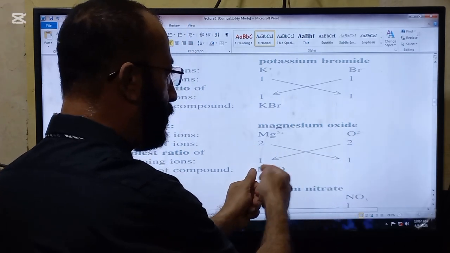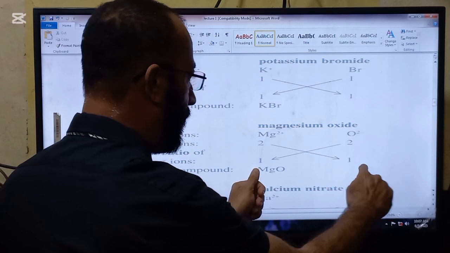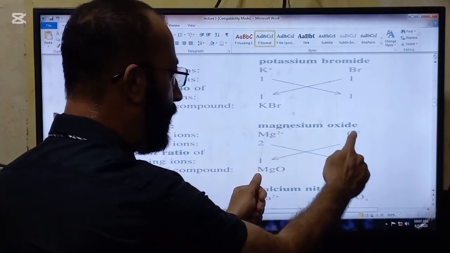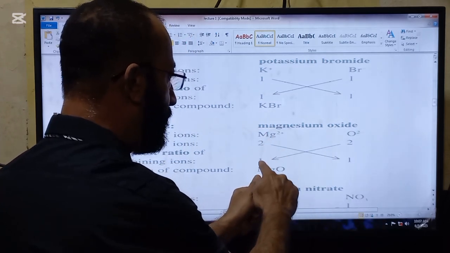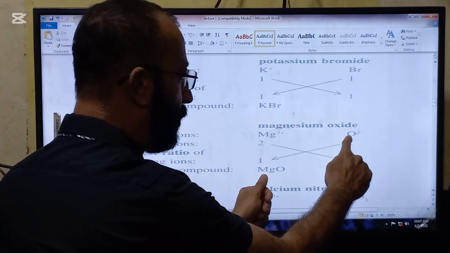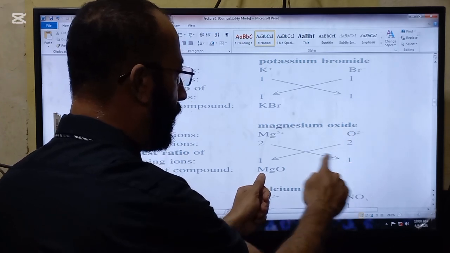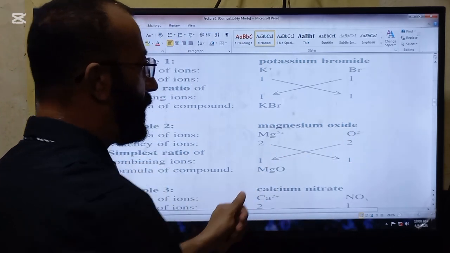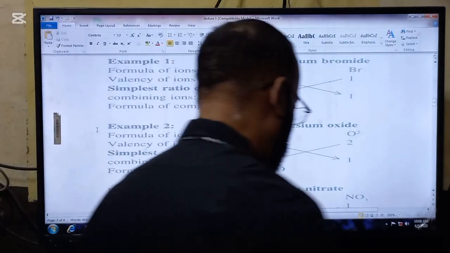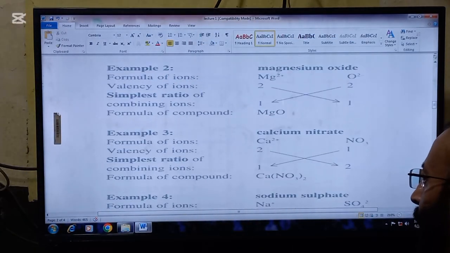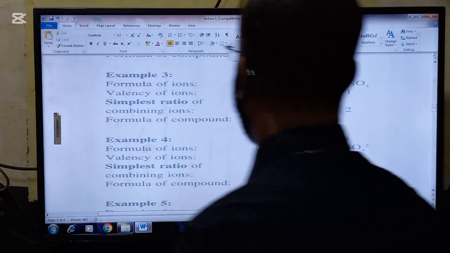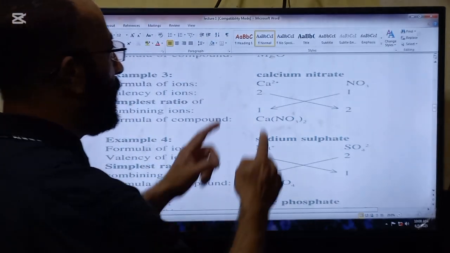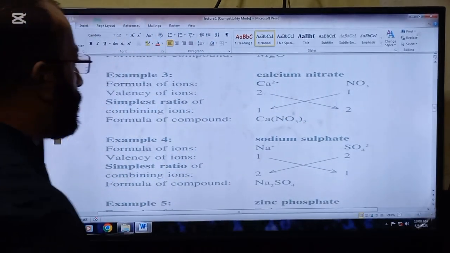So its 1 will come to this and its 1 will come to this. So now MgO, because now Mg is having a value of 1 and O is also having a value of 1. So MgO is the formula of the magnesium oxide. Example number 3. We are going to write the formula of the calcium nitrate.